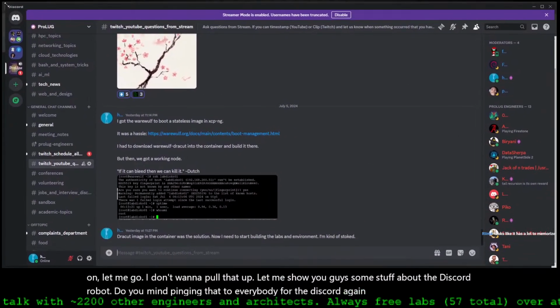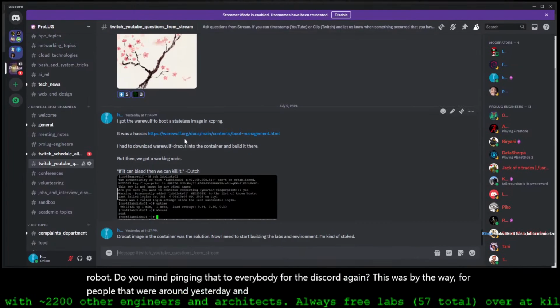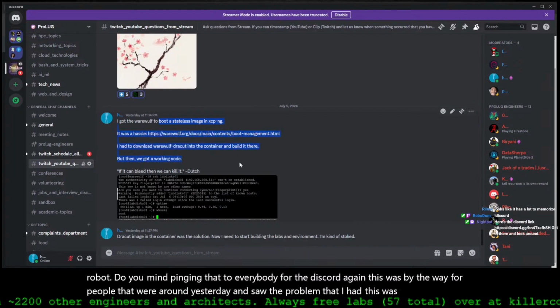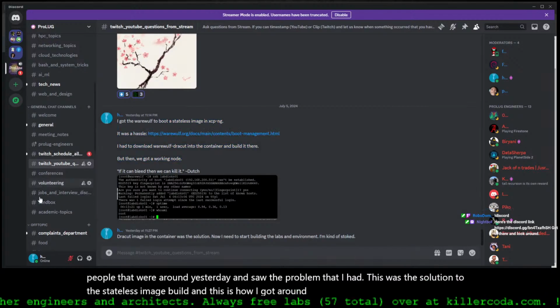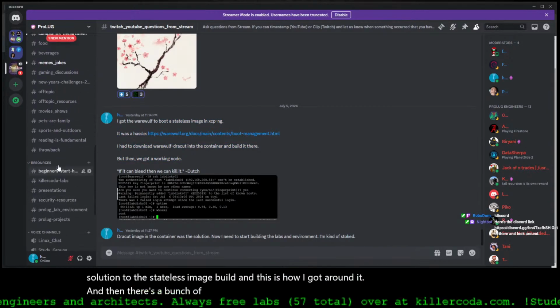This was, by the way, for people that were around yesterday and saw the problem that I had, the solution to the stateless image build, and this is how I got around it. And then there's a bunch of information here, but a couple things I want to show you guys.